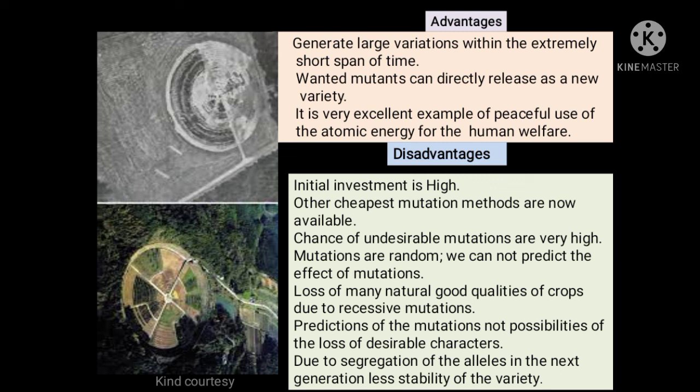The initial investment is high. Other cheaper mutation methods are now available. The chance of undesirable mutations is very high. The mutations are random; we cannot predict the effect of mutations. There is a loss of many natural good qualities of the crop due to recessive mutations. The prediction of mutations is not possible, so there is a possibility of the loss of desirable characters. Then, due to segregation of the alleles in the next generation, there is less stability of the variety.